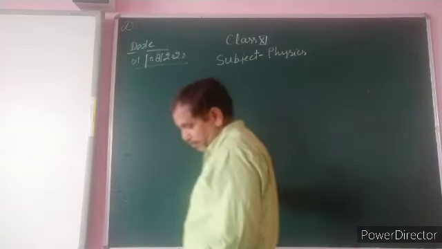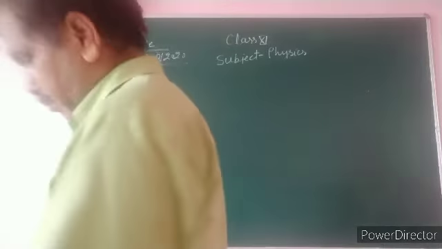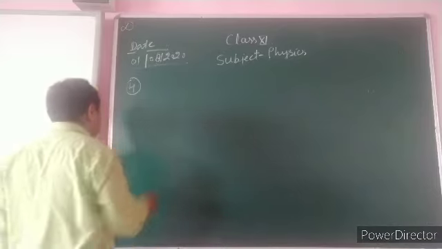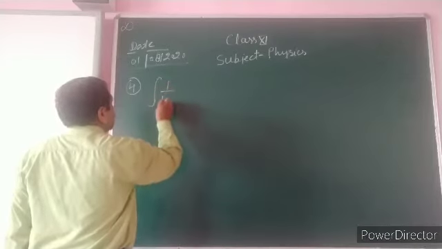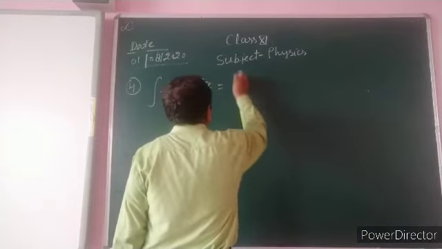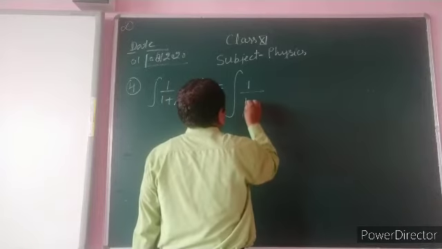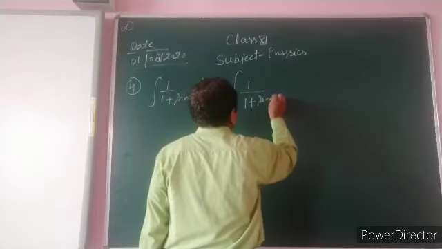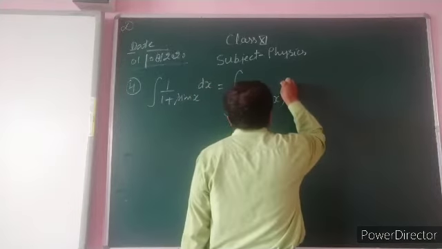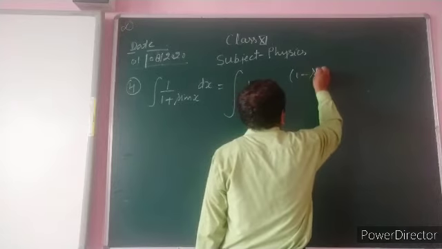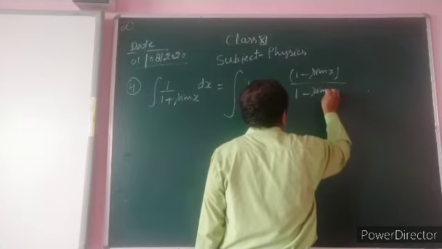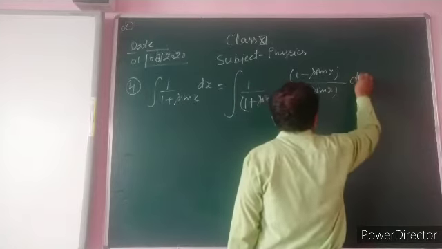Next question. Question number 4. Integral of 1 upon 1 plus sin x dx equals integral 1 upon 1 plus sin x multiplied by numerator and denominator 1 minus sin x upon 1 minus sin x dx.